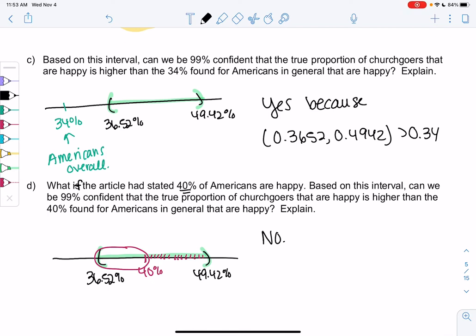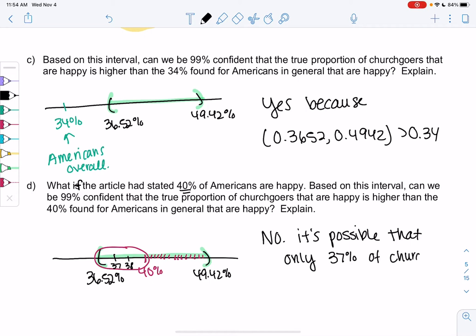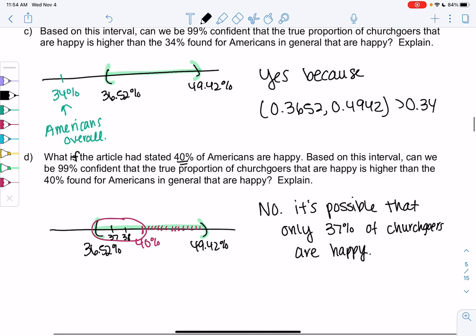And so what I usually do is come up with a counterexample. So it's possible that maybe only 37 or 38% are happy. That only 37% of churchgoers are happy, which is in the interval, but less than 40. This is called a counterexample. We're disproving it with an example. You could have said 38%, you could have said 39.